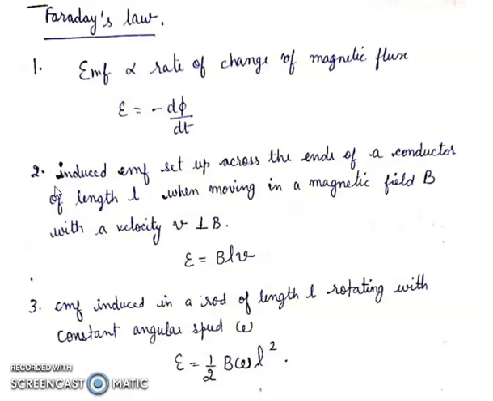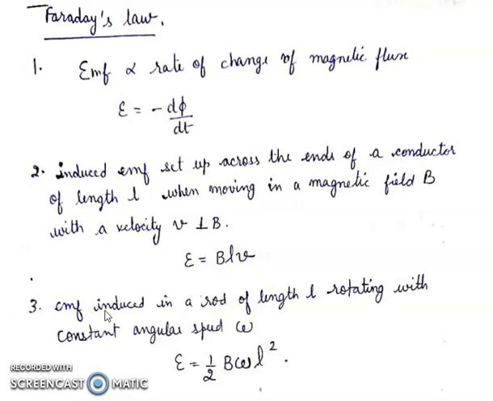Second, induced EMF set up across the ends of a conductor of length L when moving in a magnetic field B with a velocity v perpendicular to B. EMF is equal to BLv. Here B, L and v are mutually perpendicular to each other.